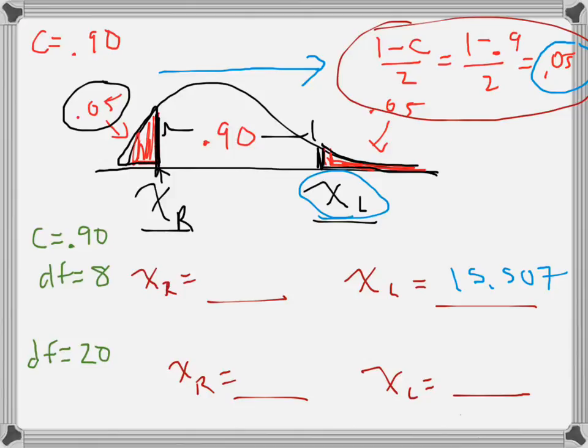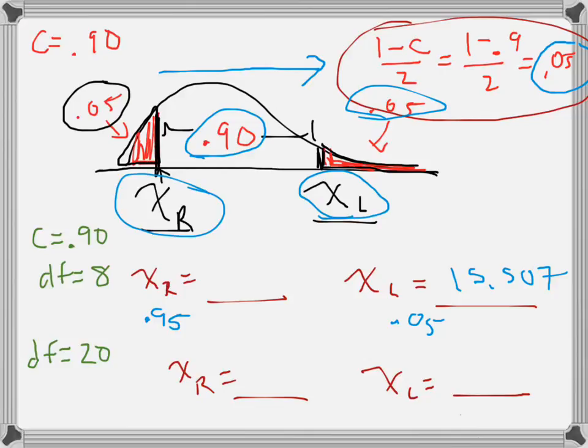Now what about this one on the left? How much area is to the right of this value for a 90% confidence level? Well, it's not only that 90%, but now it's also this 5% too. So in this case, I had to find the area to the left of 0.05. Here I got to use 0.95. Again, I'm on 8 degrees of freedom. Line that up, and I got 2.733. See if you can do it for 20.